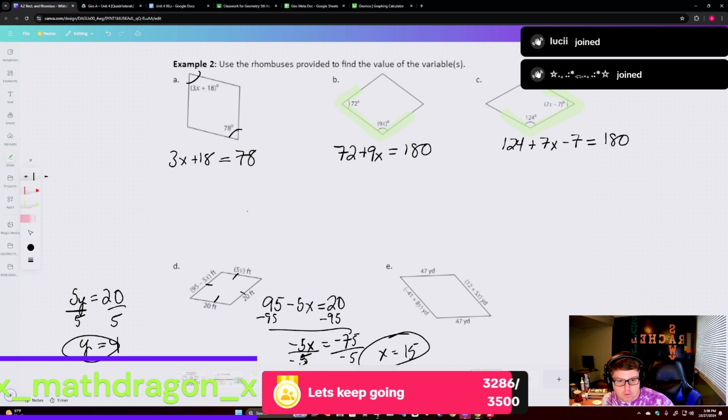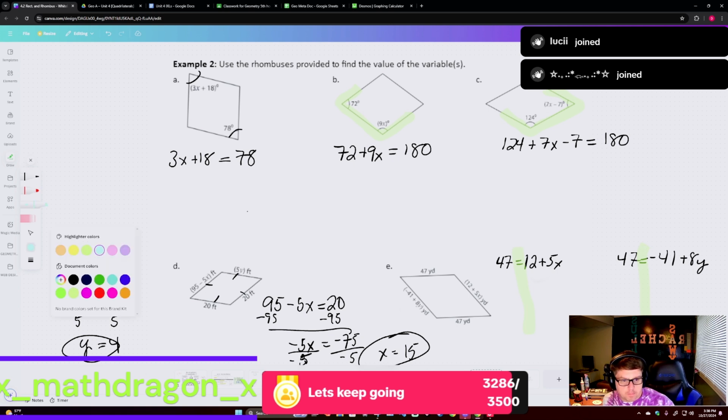All these are going to equal 47. So 47 equals 12 plus 5x. And 47 equals negative 41 plus 8y. And then solve those. So a lot of solving for a variable.